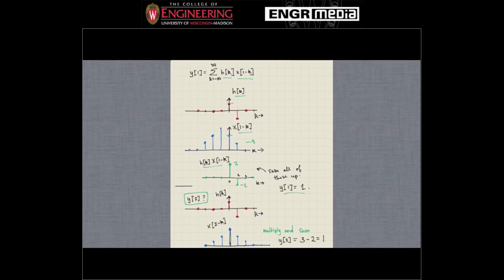How about y of 2? How would we figure out what y of 2 is? Well, again, h of k looks the same, but now we're plotting x of 2 minus k. So we've shifted this thing to the right by 2. We do the exact same thing. We'd multiply these two signals together and we'd add them all up. And we'd see that now the output with y of 2, again, we really just kind of get this guy multiplied by 1/2, this guy by minus 1/2, and we'd end up with 3 minus 2, and that just gives us an output value of 1.